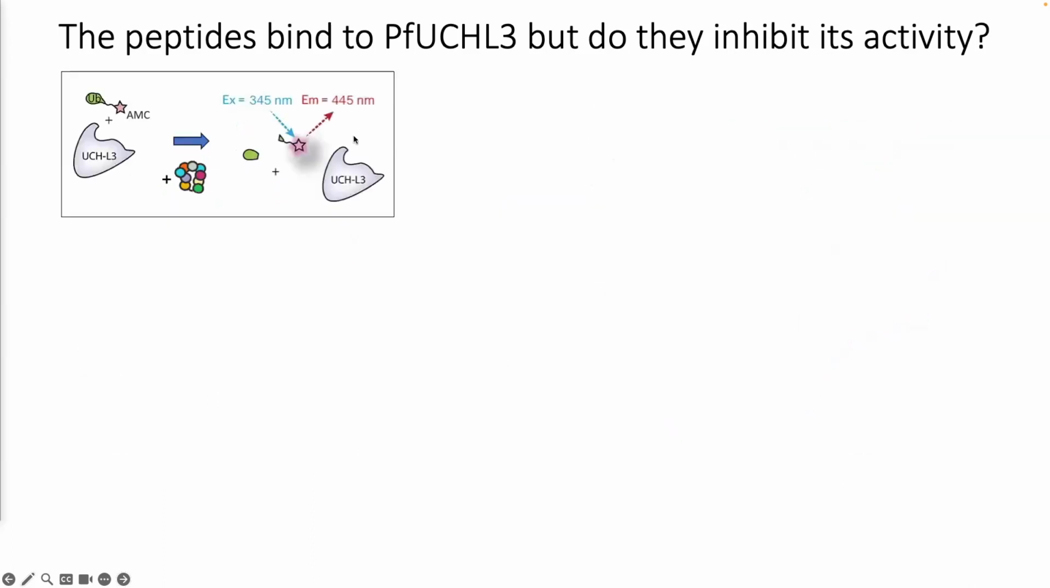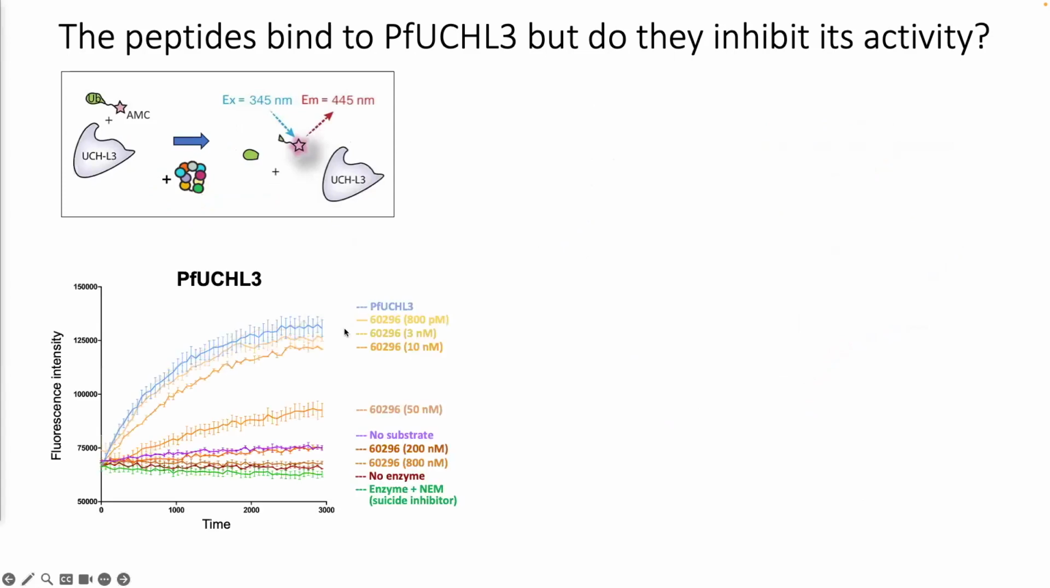So this is the assay again in the corner here. We had a positive control, which was the enzyme with the substrate. And that's shown here. We had negative controls of no substrate, no enzyme, and also in green here at the bottom, enzyme with something called NEM, which is a suicide inhibitor. This alkylates the active site cysteine of the enzyme.